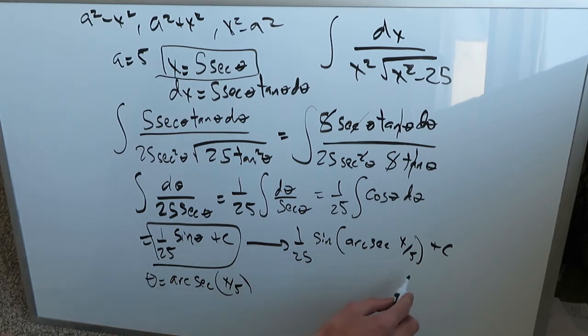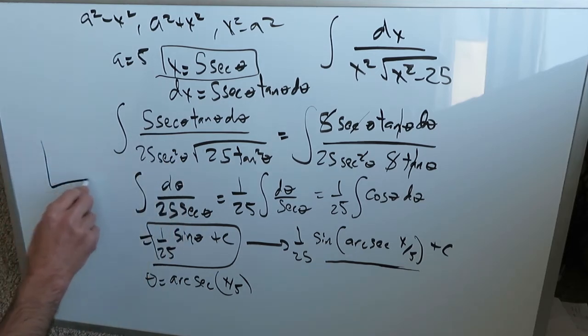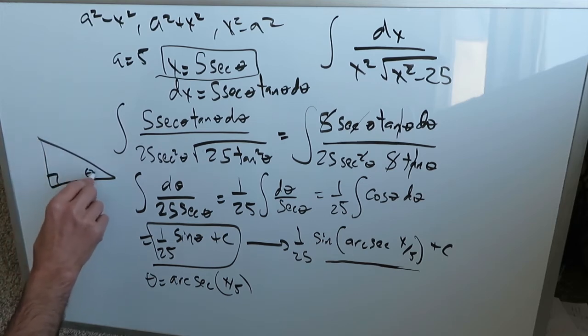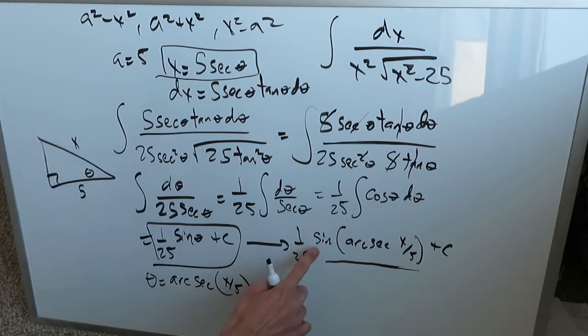What exactly does this expression right over here actually mean? You have to think back to something we talked about a long time ago in the precalculus videos, a diagram that you would make. Let's make a quick rough diagram. Right triangle. Here's my theta. Arc secant x over 5 means secant. In terms of secant, you're looking at x over 5. What is the sine of this? You have to find the third side.